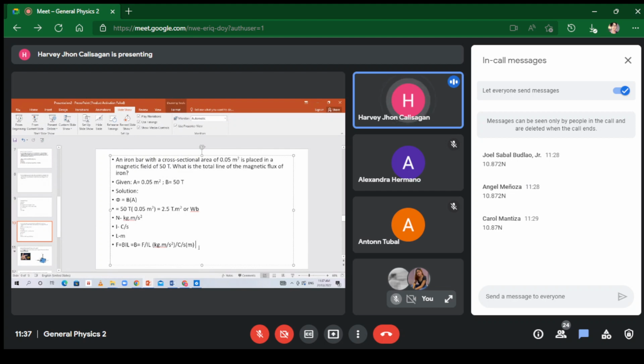Actually, there is nothing to cancel, Danny. So we have kilogram meter squared per second squared divided by coulomb per second, or kilogram meter squared per second squared per coulomb per second.